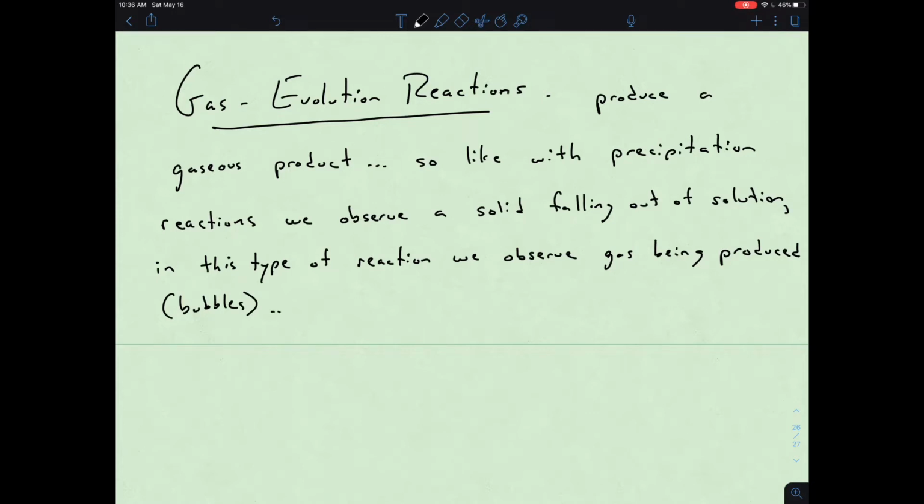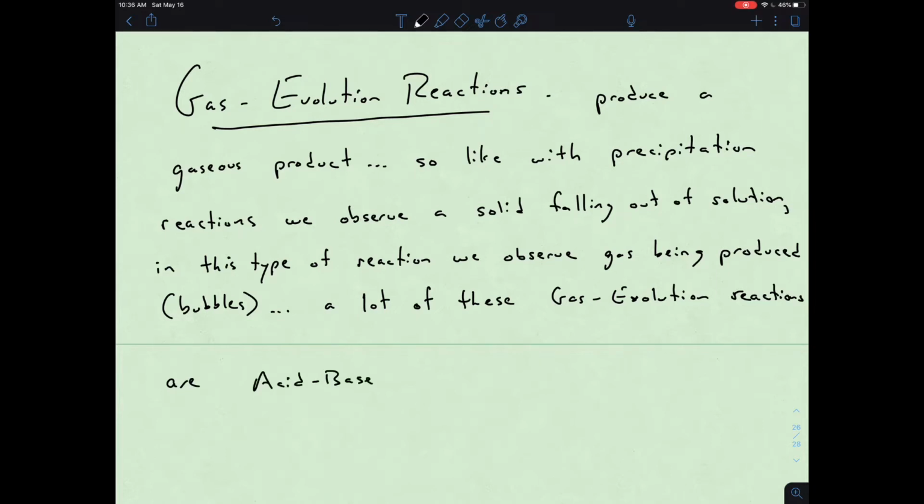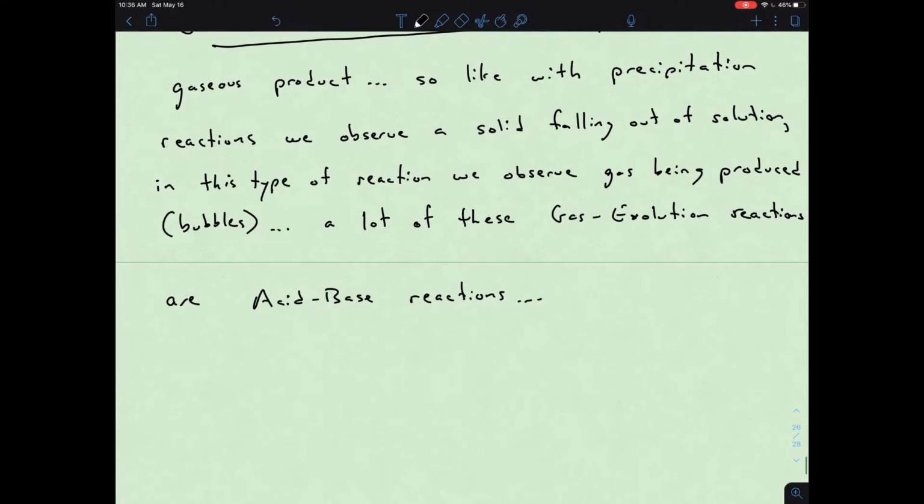A lot of these gas evolution reactions are acid-base reactions. I'm not going to stress them too much, but we should be aware of them. So, for instance, as some examples, if we have hydrochloric acid, it can react with sodium bicarbonate.